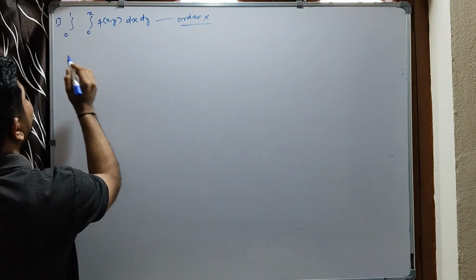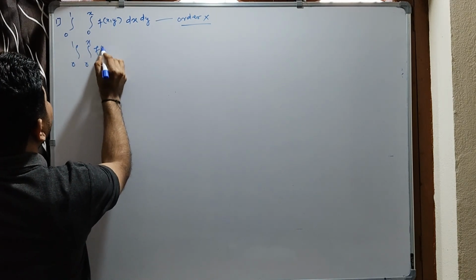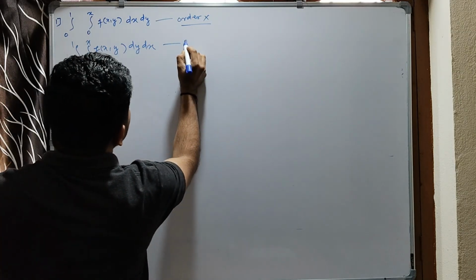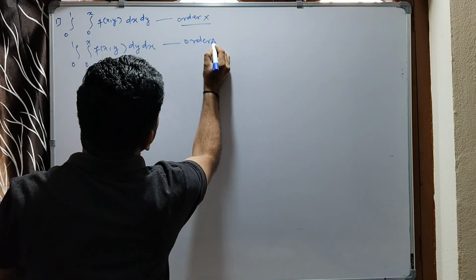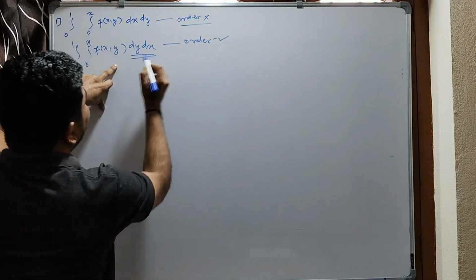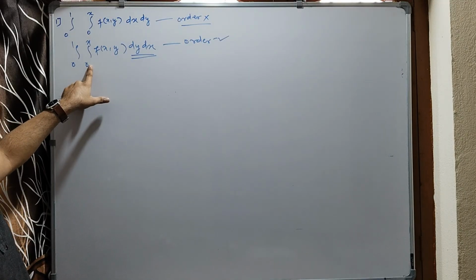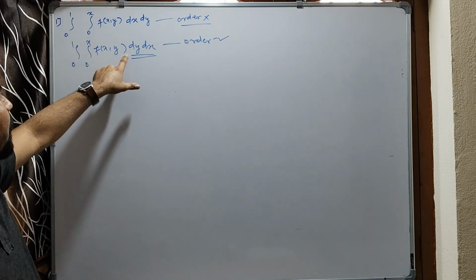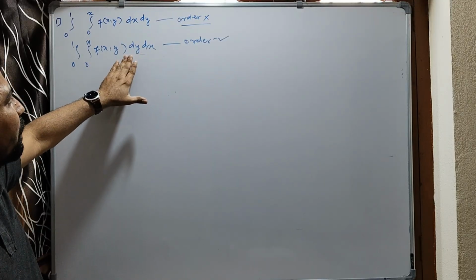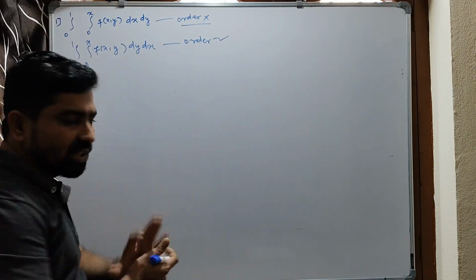So to make the order correct, it is 0 to 1, 0 to x, f of x comma y, dy and then dx. So this is the correct order. If the inner limit is in terms of the x variable, dy dx is the correct order of integration. Now I want to change the order of integration from dy dx to dx dy with respect to this limit.